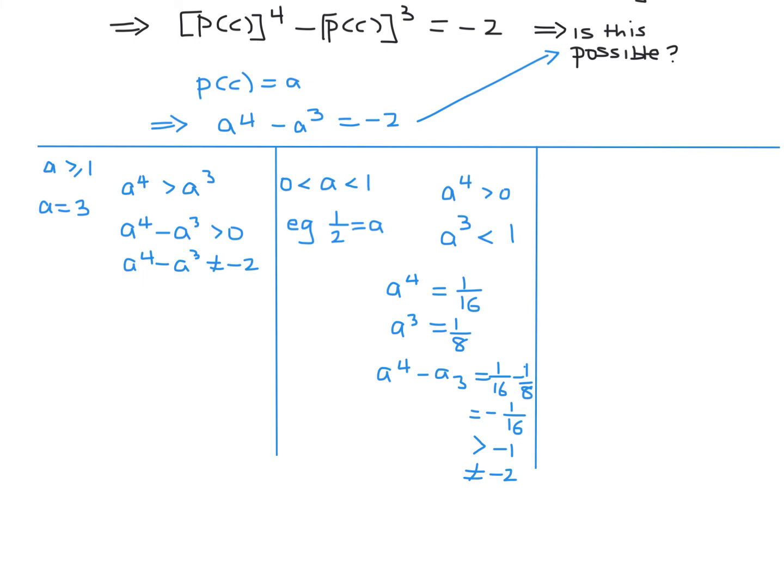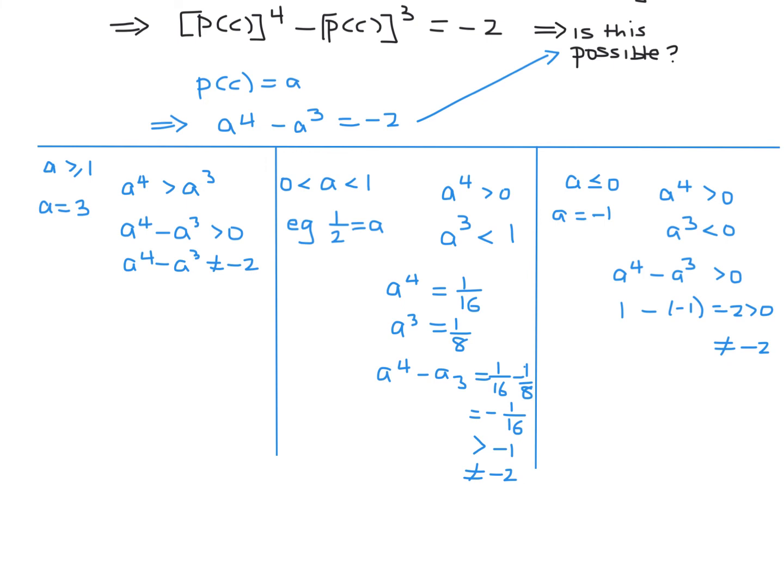The final scenario is when a is less than or equal to 0. So for example, a equals negative 1. In that case, a to the power of 4 would be positive, but a to the power of 3 would be negative. So therefore, a to the power of 4 minus a to the power of 3 would essentially be a positive number, correct? For example, this would be 1, and this would be minus 1, which is 2. And obviously that's greater than 0. So because that's greater than 0, it could never be negative 2.